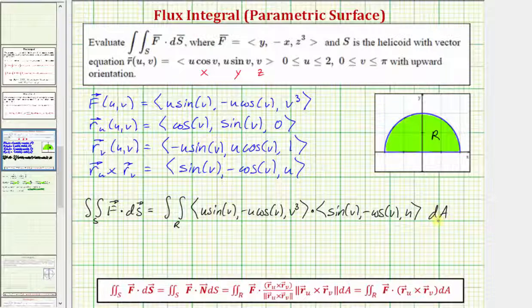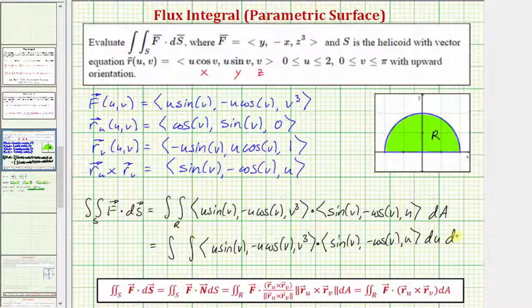Now differential A is equal to du dv, so we have the double integral over the region R of this dot product. So we have du dv. The limits of integration for u are going to be from 0 to 2, also given here. And the limits of integration for v will be from 0 to pi to trace out the region R, also given here. So for the next step, we'll find this dot product and then evaluate the double integral.